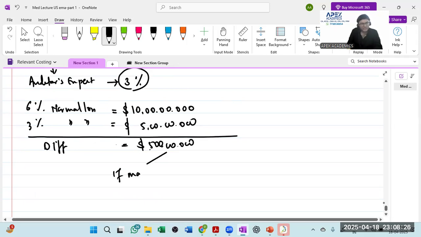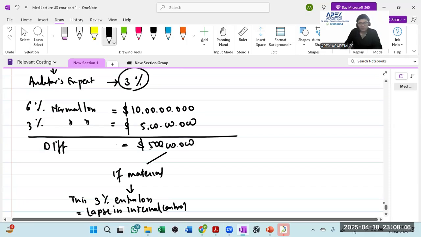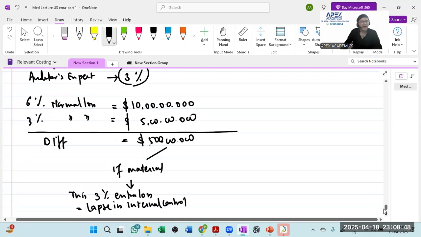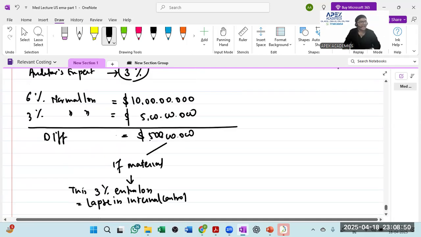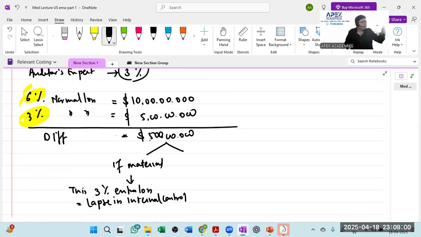Now, if this 5 crore is material, this 3% extra loss is equal to a lapse in internal control. Why? Sir, your internal control should be such that the loss should have stopped at a certain level. But you are going beyond that. And the difference is also material.